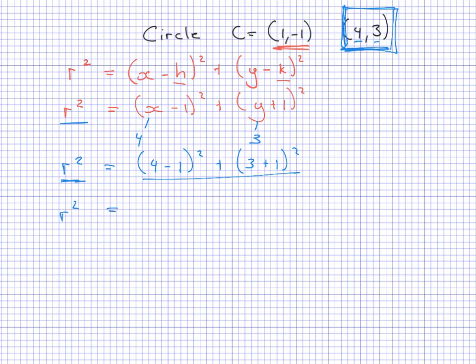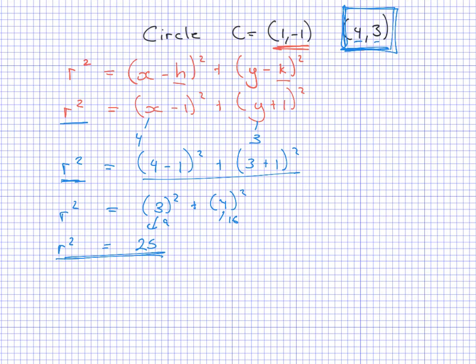So r squared equals 3 squared plus 4 squared, and if you know your Pythagorean triples, you remember that 3, 4 makes a 5 triangle. So 3 squared was 9, 4 squared was 16, 9 and 16 make 25. So r squared equals 25.